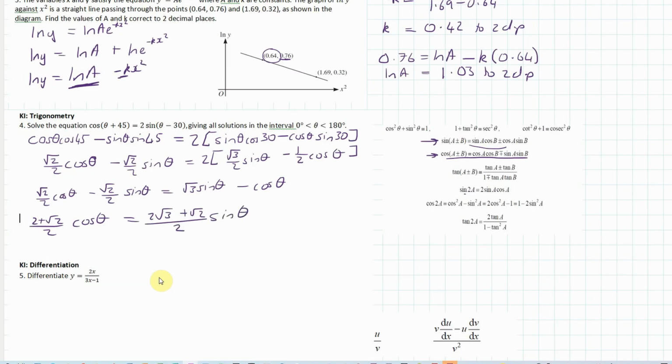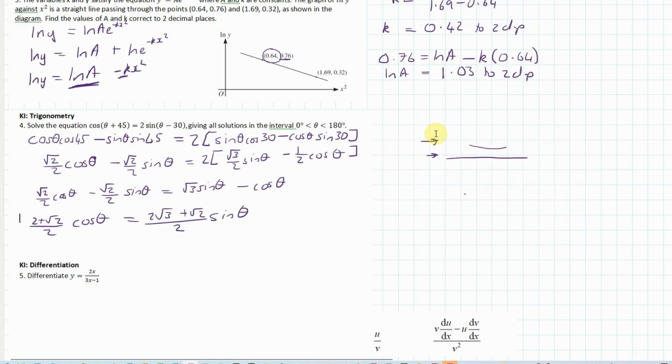So I'm just chucking this on my calculator to help me. Okay, now at this point, I'm just going to get rid of this because we're running out of room. I've used that rule already.